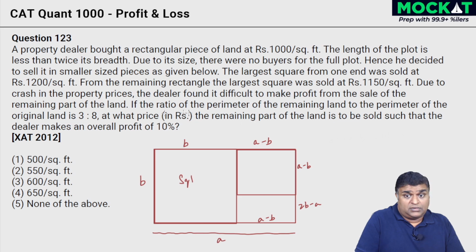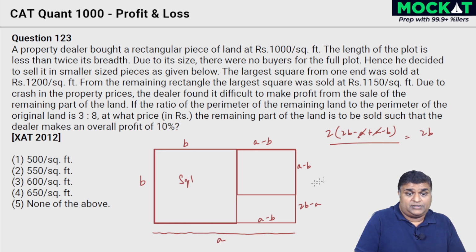What is the ratio of the perimeter of the remaining land first? Remaining land perimeter is nothing but 2 times the sum of the adjacent sides, length and breadth, right? 2 times the sum of 2B minus A and A minus B plus A minus B. Minus A plus A cancelled, right? 2B minus B is plus B. So the numerator is nothing but 2B.